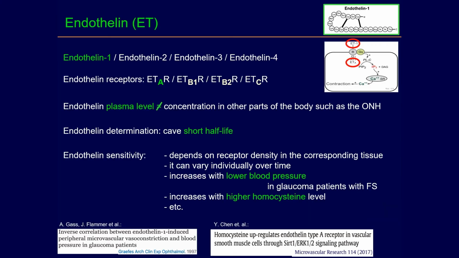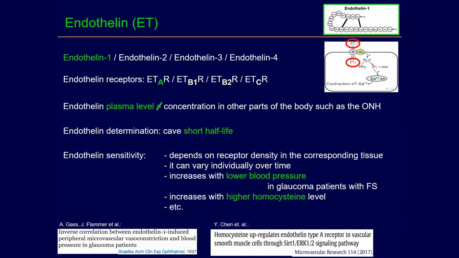A few general remarks about endothelin. There are several isoforms. We speak here only about endothelin 1. There are different receptors with different functions. In this context, we are interested in the ETA receptor on the smooth muscle cells. We talk about endothelin plasma levels, but these do not have to be identical to the concentrations in tissues such as retina or optic nerve head.